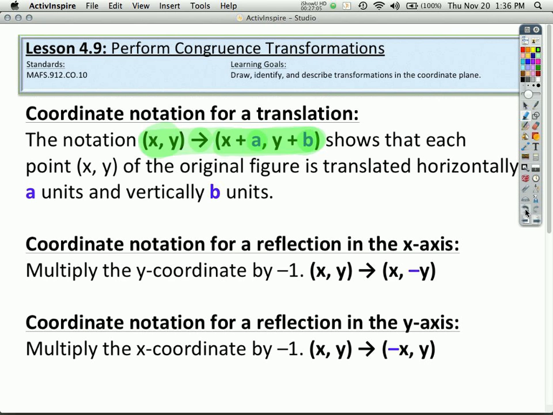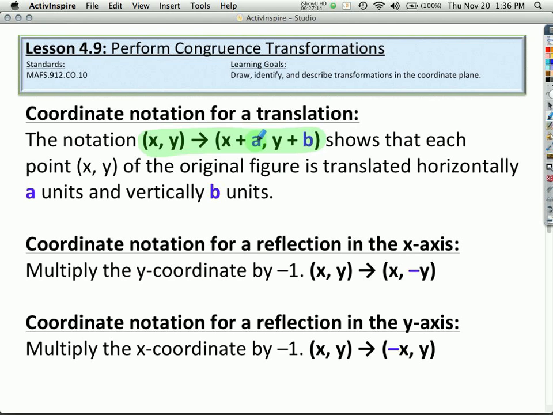So, the one that I've highlighted here is the coordinate notation for a translation. A translation will add a number to the x and will add a number to the y. That will translate it.